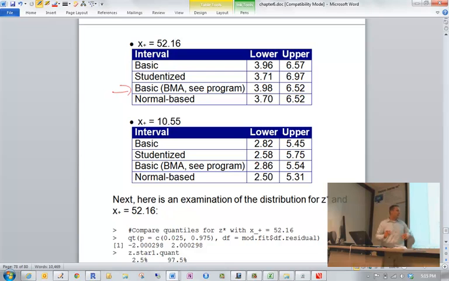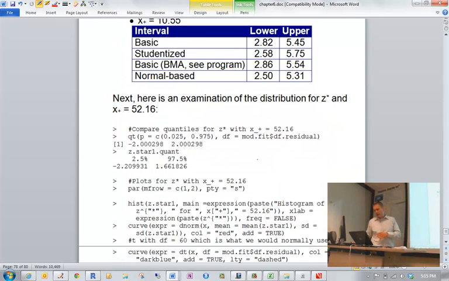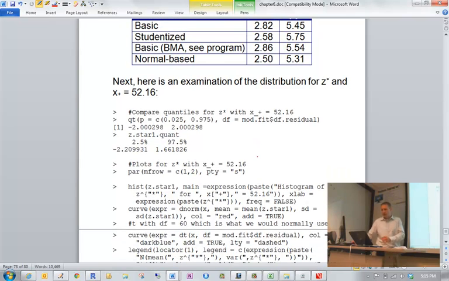We can look at a distribution of z star as well. I'm just going to do it for the case of x equal 52.16. Now remember, with the normal base interval, your quantile for your t distribution that you would use is essentially -2 to +2 with the corresponding degrees of freedom used. This is what I get for my z star. And so you can see this is where the differences are occurring from above. The distribution is not necessarily quite different, but it is obviously different.